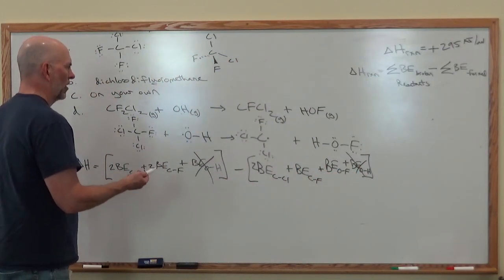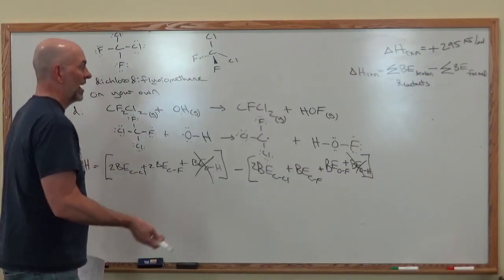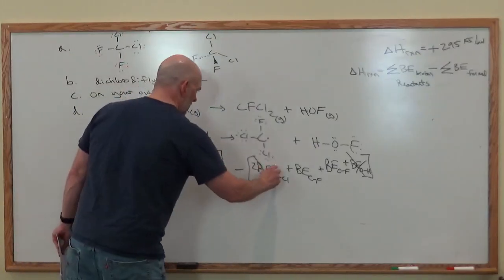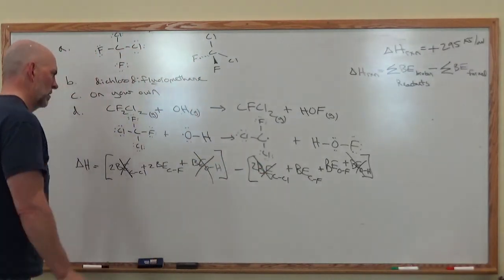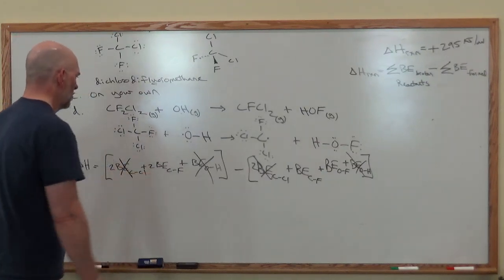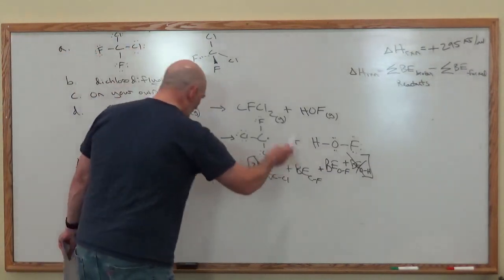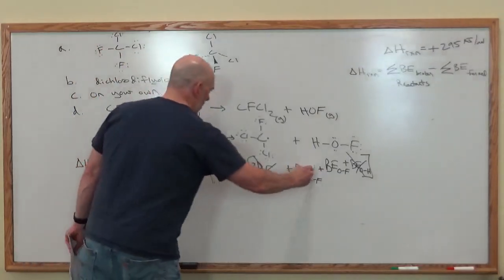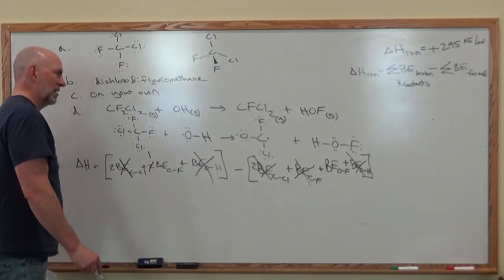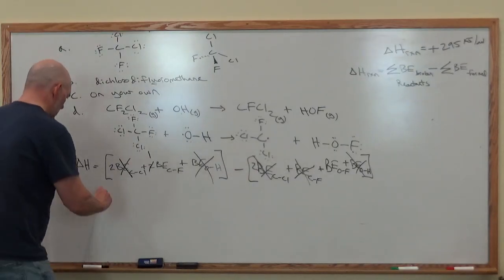The carbon-chlorine bonds aren't broken and they aren't formed. So we can get rid of those. And we can even get rid of, there's 2 carbon-fluorine bonds here, there's 1 carbon-fluorine bond here, so why don't we just get rid of that and make that 1 of those bonds. Boy, doesn't that become easy.